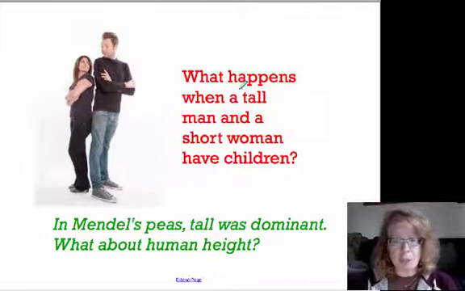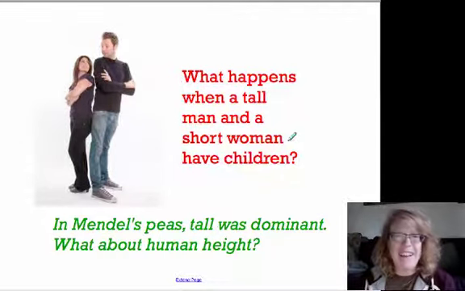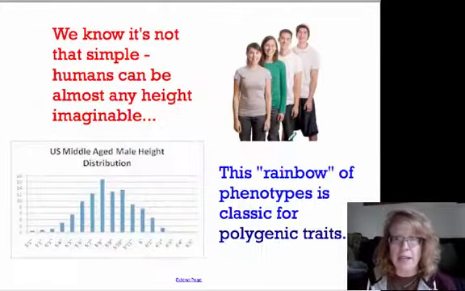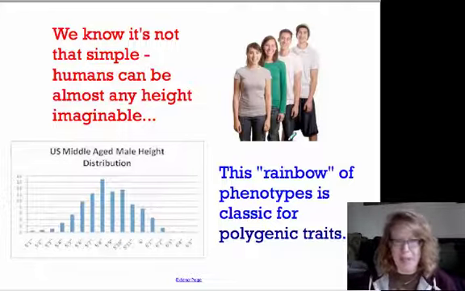All right, case number 2. What happens if a tall guy and a short woman, tall guy and a short guy, really? A tall guy and a short girl have kids. When we talked about Mendel's peas, remember, tall was dominant, short was recessive. We know that's not quite true in human height. So what happens in our case? Well, humans can be almost any height possible. It's not just tall or short. You could be tall, medium, extra tall, extra medium, extra short, as the case may be.